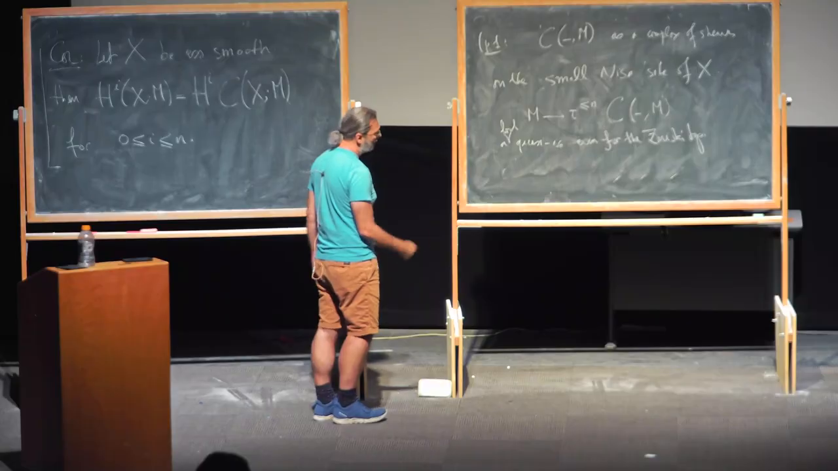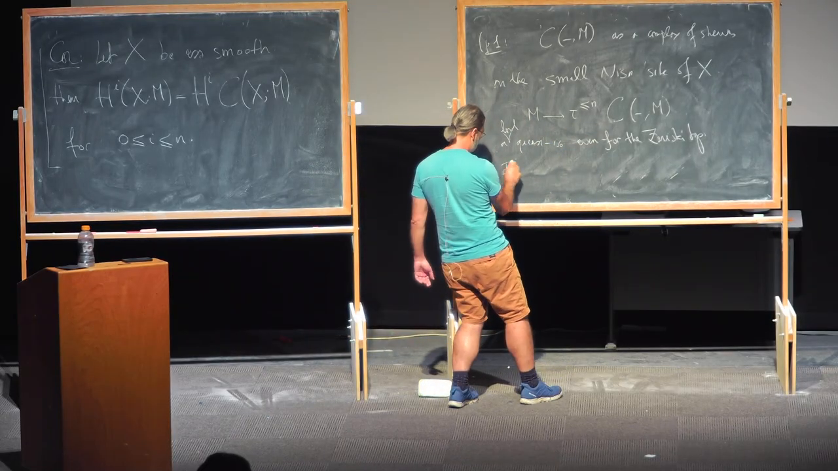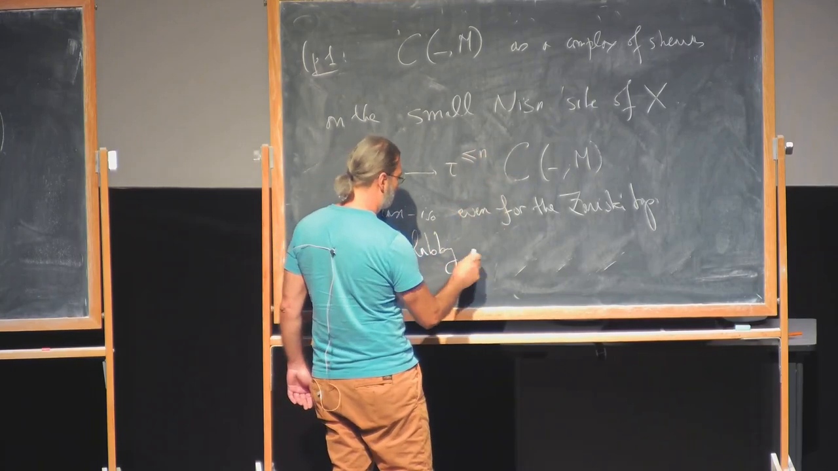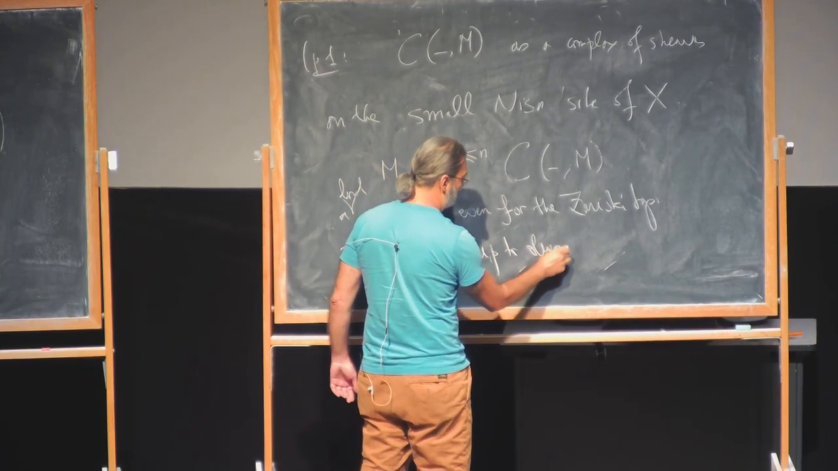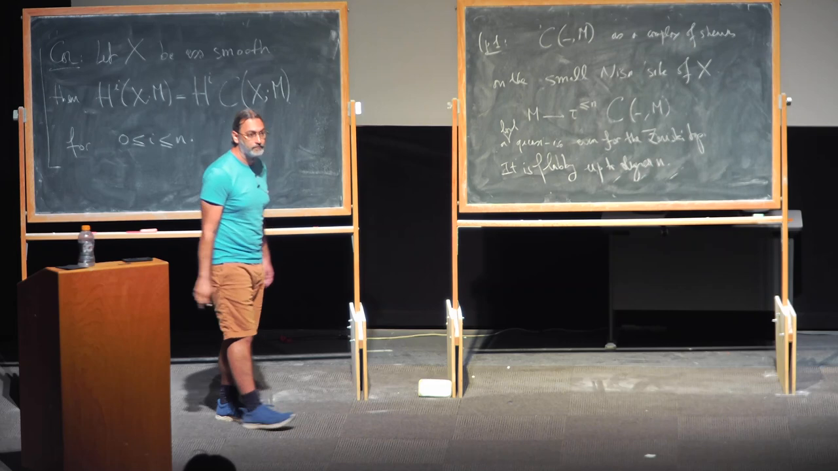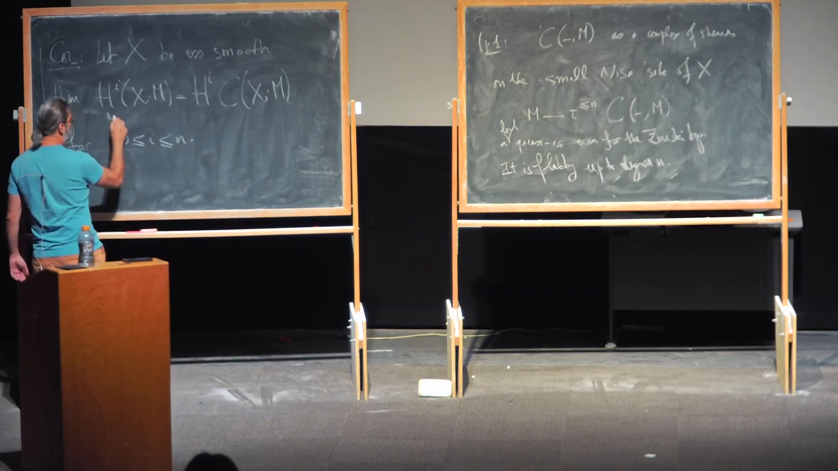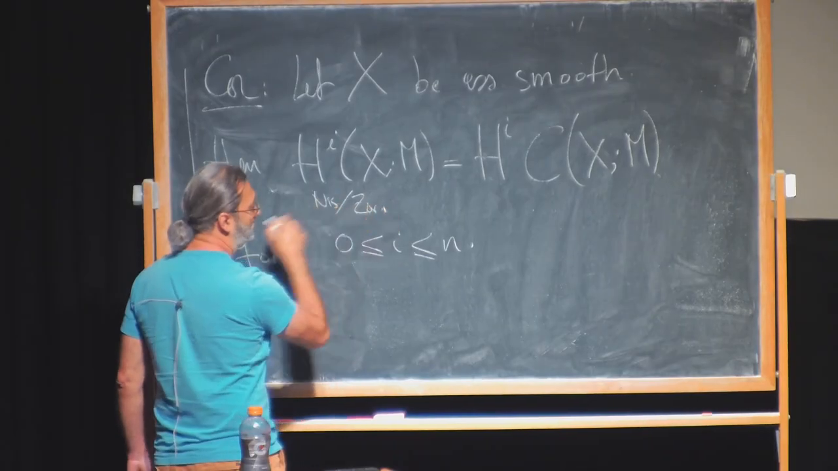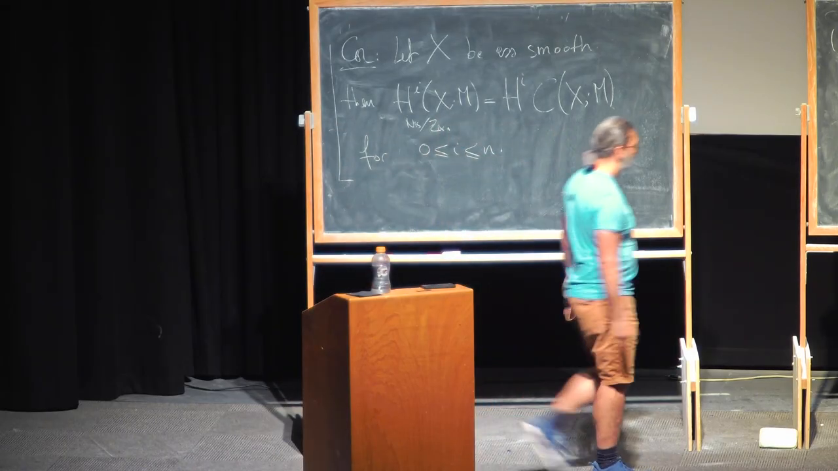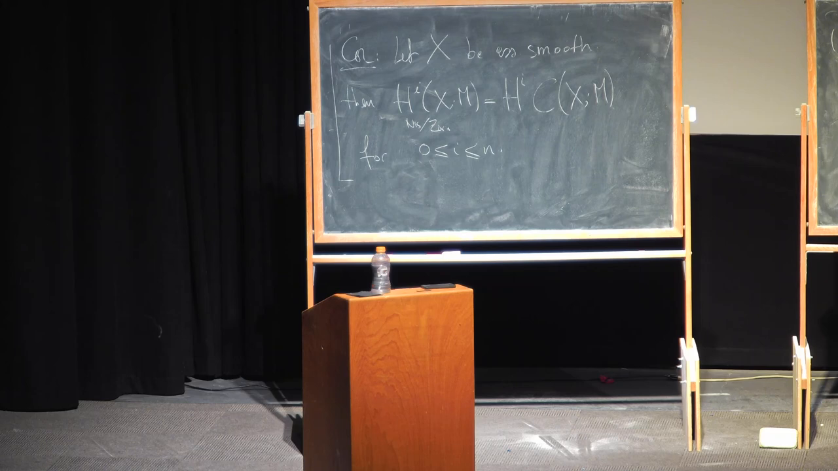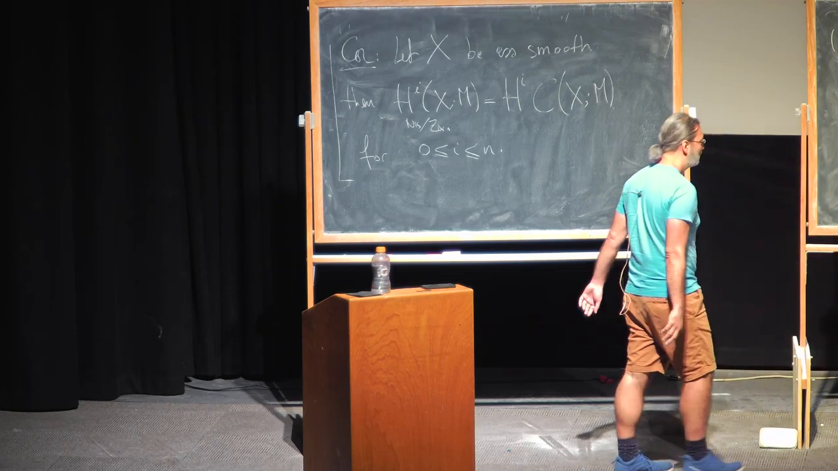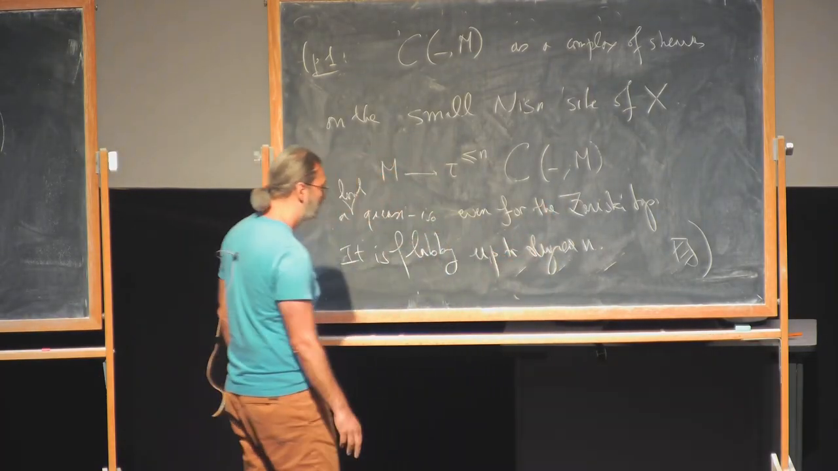And it is flasque, or what's flabby, I guess, up to the last term, up to degree n. Using these two facts, it's an easy exercise in homological algebra to deduce what you want. This also implies that you can put here Nisnevich or Zariski, it doesn't matter. Both cohomologies are given by this complex. If it was flabby in all degrees, then this would be obvious. Now you have to do some small thing here, because in degree n it's not flabby, but it can be done.